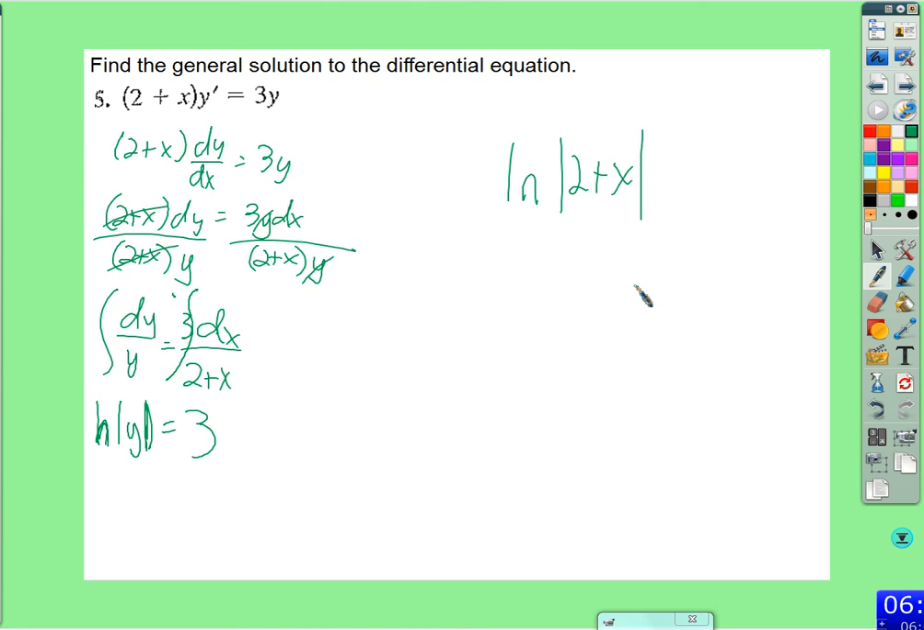I use the chain rule, times dx. That's it. So yes, we were right. It is the natural log of the absolute value of 2 plus x.